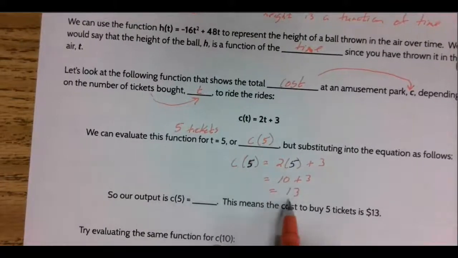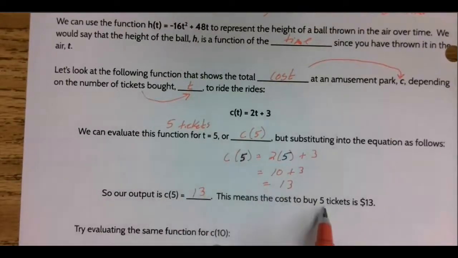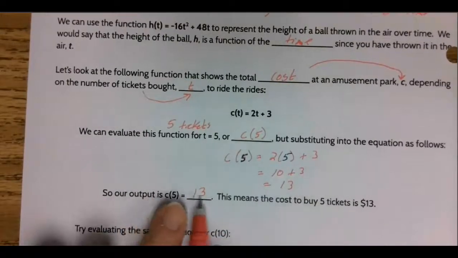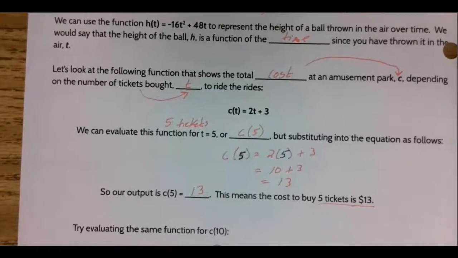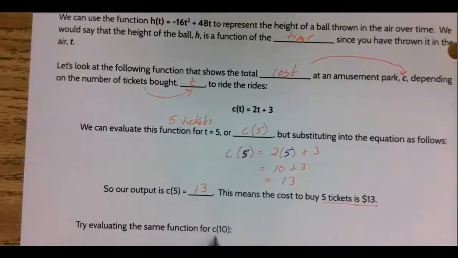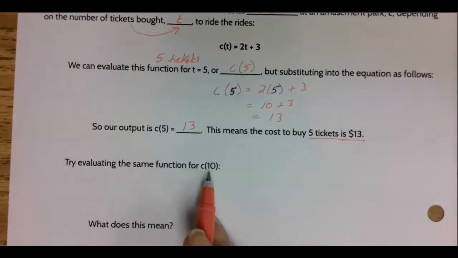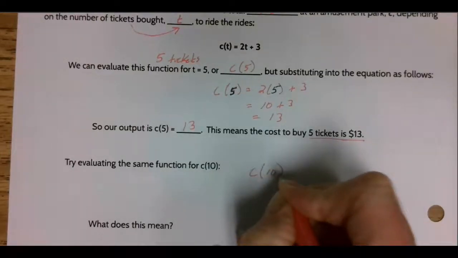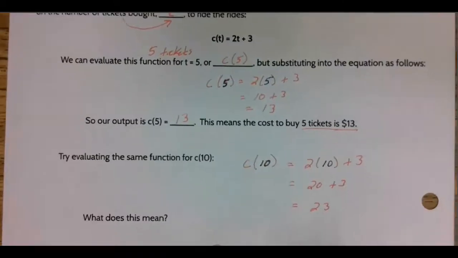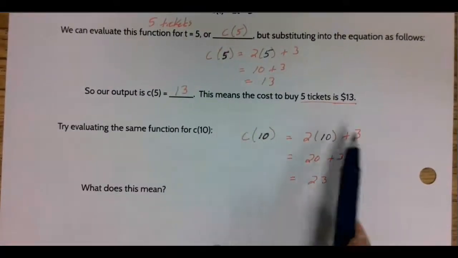So what does that mean? Our output is C of 5 is 13. What that means is that 5 tickets cost $13. Now let's try that exact same function for C of 10. What does the 10 stand for? Again, that's the number of tickets. So let's find C of 10. Go. Okay, hopefully you found out that C of 10 was equal to 23, because I plugged the 10 in, multiplied, and then added.